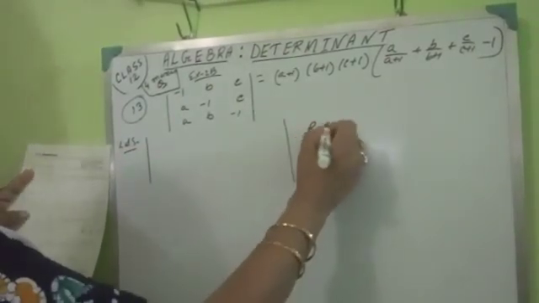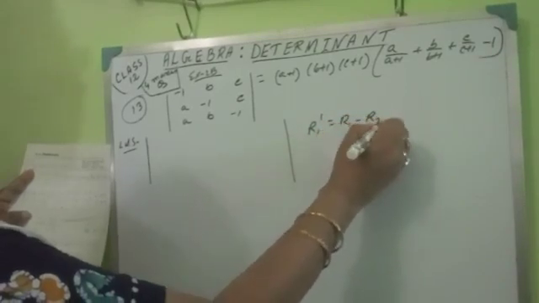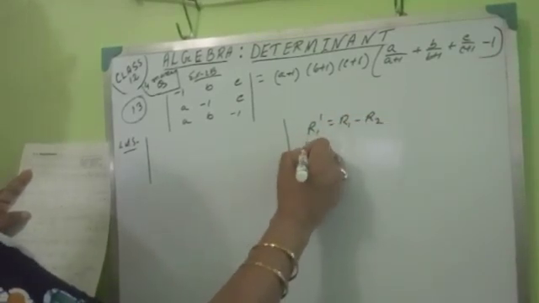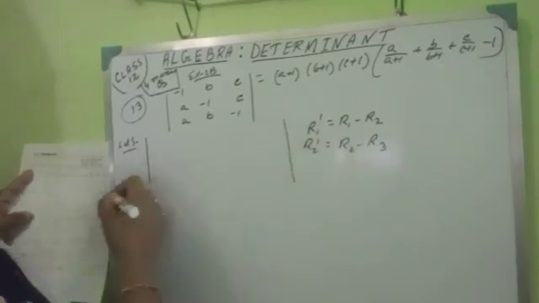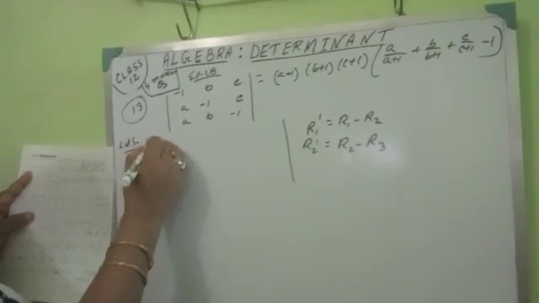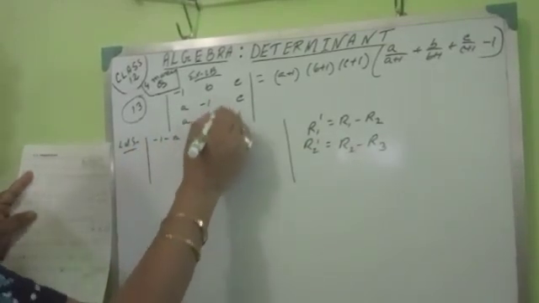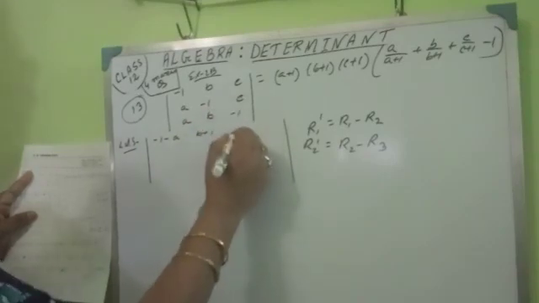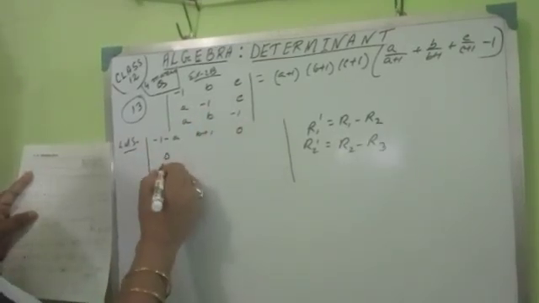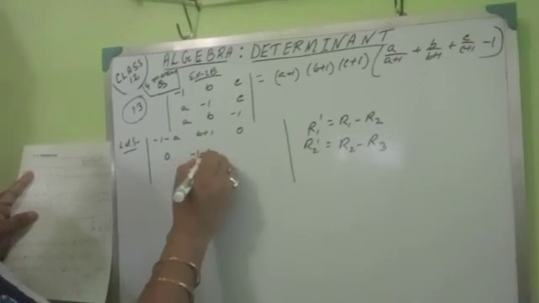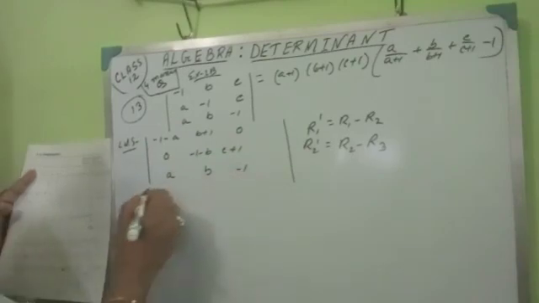Our target is R1 dash equals to R1 minus R2, that is the new first row, and the new second row R2 dash equals to R2 minus R3. Okay, then what we will get? Minus 1 minus a, b minus a, and c minus c equal to 0. Again we have to get a minus a 0, minus 1 minus b, c plus 1. It is a b minus 1.